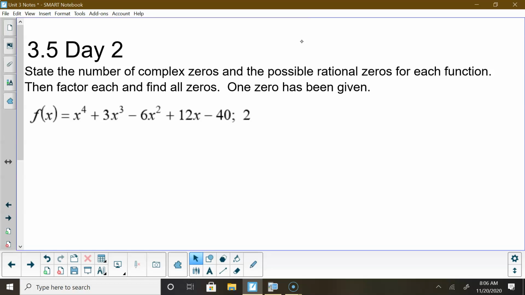Alright? So you don't necessarily need to write the instructions. I would just put little bits of it. Like, I need number of complex zeros. I need possible rational zeros. I need to factor, and then I need to find all the zeros. Okay?